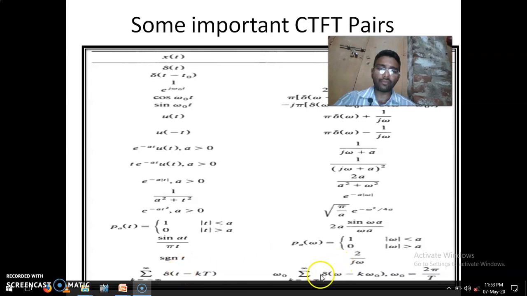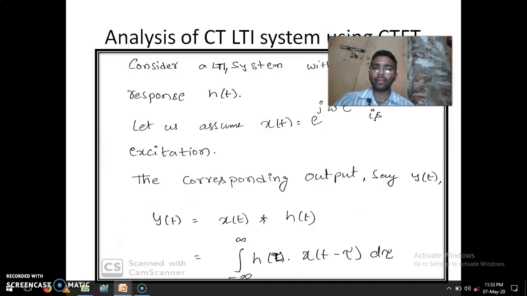Then this is an impulse train. For an impulse train, the Fourier transform is again an impulse train. The proof of this, I think you have done it in the exam.